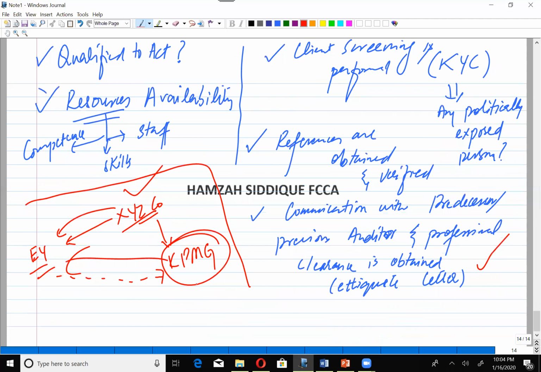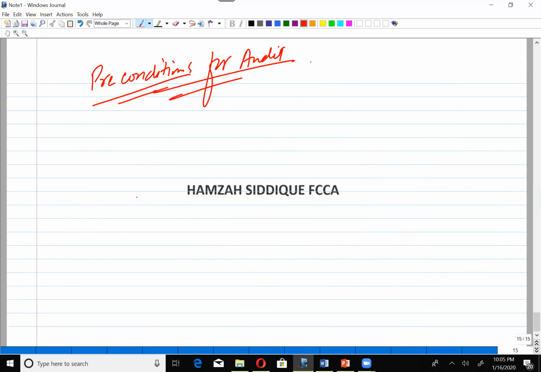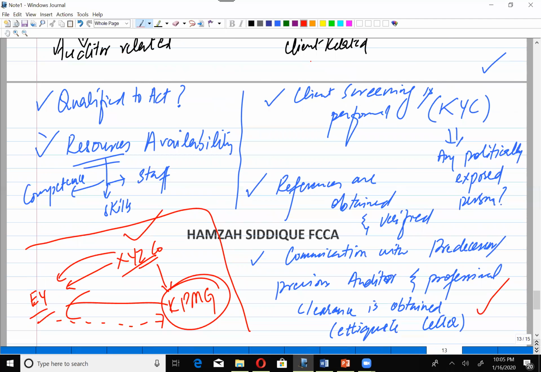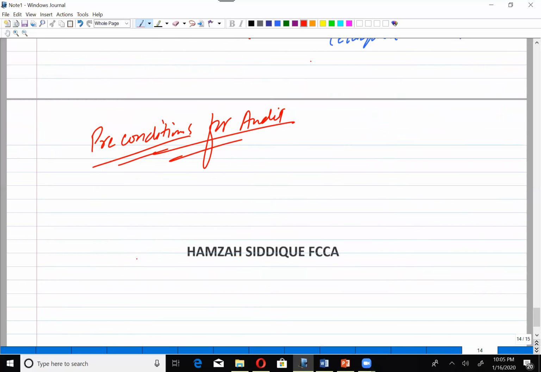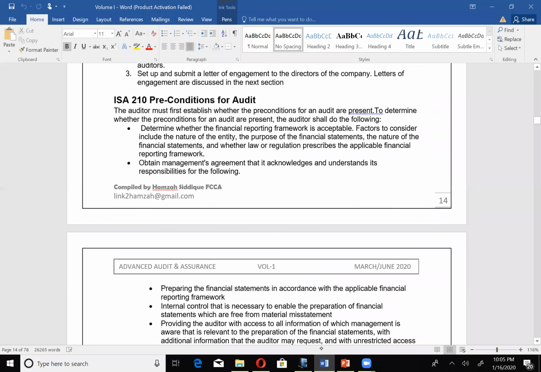Now, students, once satisfied with all this, next are preconditions for audit. The auditor will check whether preconditions for audit are present; if these are not there, we will be unable to audit. Here we are satisfied with everything. Resolvable issues are okay. Now, after that, whether the basic things which should be there are present or not. Preconditions for audit are two over here. Just see here.